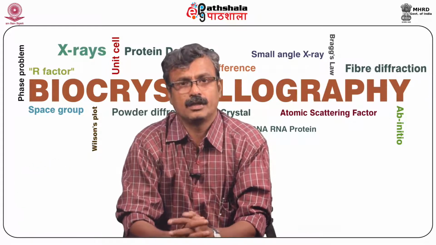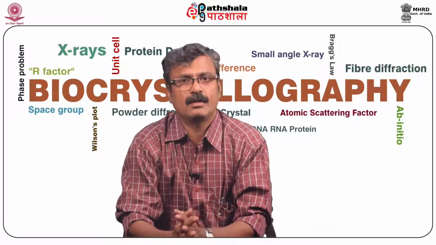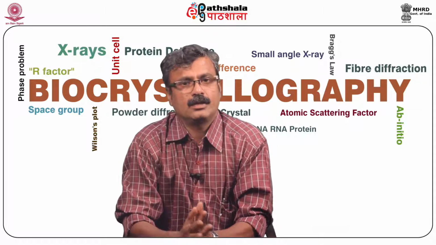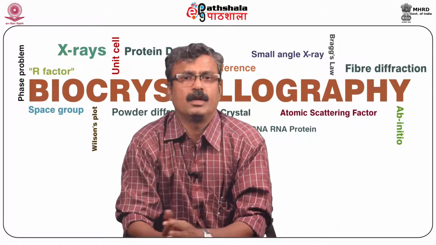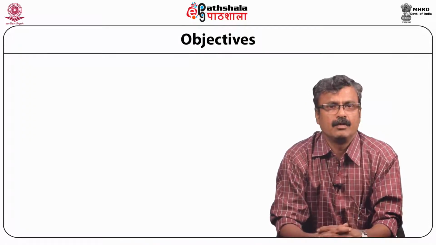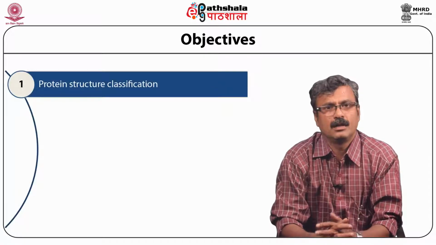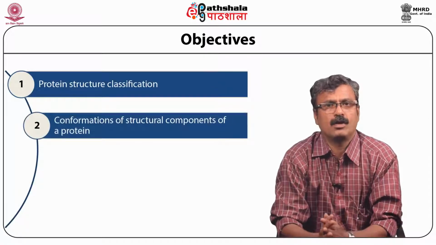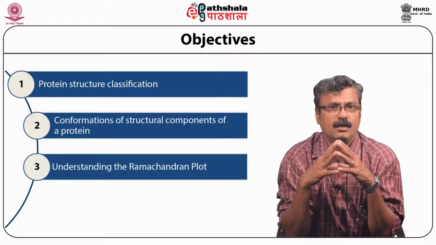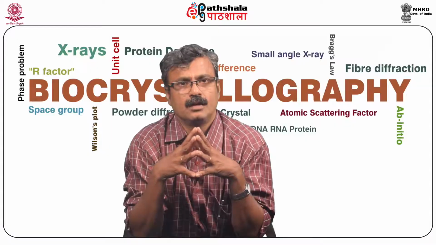Today we are going to discuss the module Analysis of Macromolecular Structures: Ramachandran plot. This is actually a part of the paper Biocrystallography. After completing this module, we will be able to understand protein structure classification, conformations of structural components of a protein, understanding the Ramachandran plot, and validation of a protein structure using the Ramachandran plot.